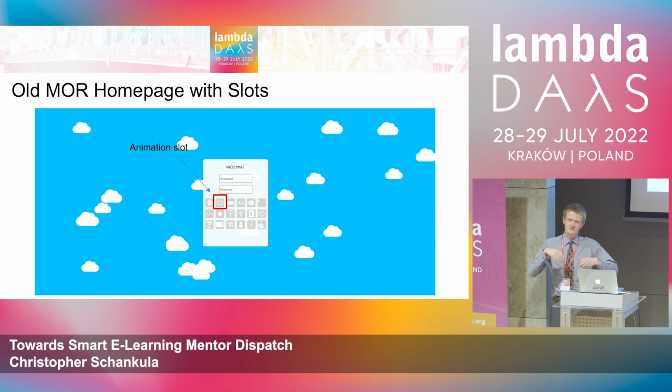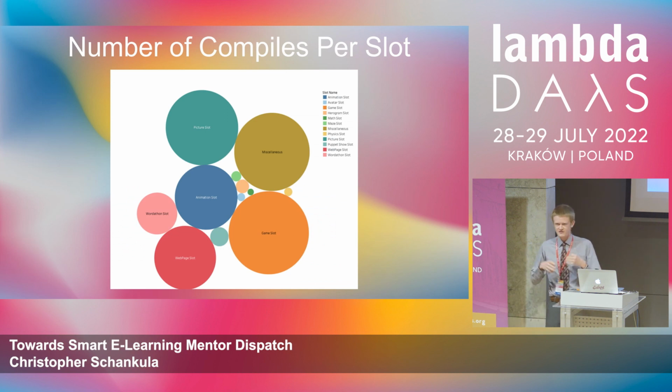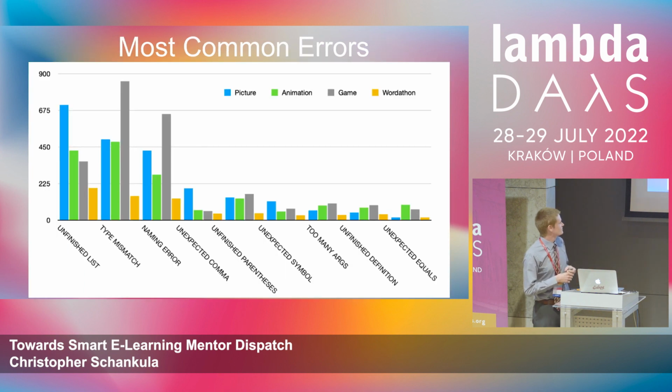So we have different activities, for example, animation slots or game slots or different things like that, and that helps us organize and figure out some things about different statistics for different types of activities, which we'll get into later. So the first thing we looked at was very simple statistics, just like the number of compiles per slot, and this is a pretty graph showing that. This is just showing which ones are used the most. You can see that the game slot is a really popular one, animation slot, picture slot, etc. So that was some basic statistics.